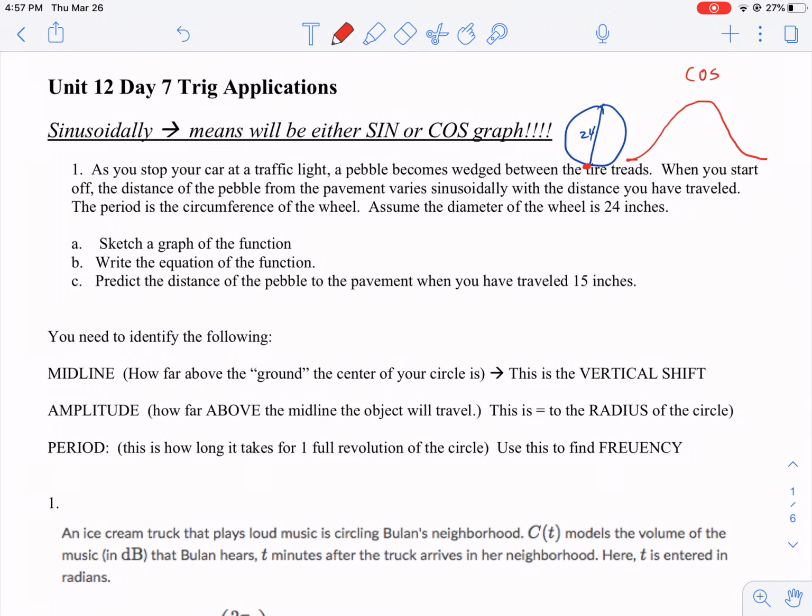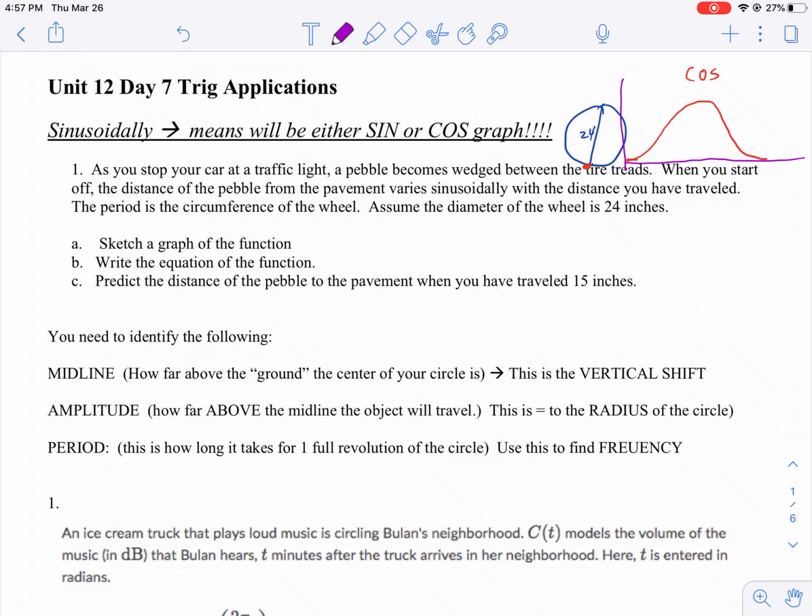making it a cosine graph. Okay, now for those of you who are going, but wait a minute, it starts at 0 and sine graphs start at 0. Well, yeah, but it's in the shape of a V, which makes a cosine, and it has been shifted so that the bottom of the V is at the 0. So they're going to want us to write the equation of the function and then make a prediction with it.